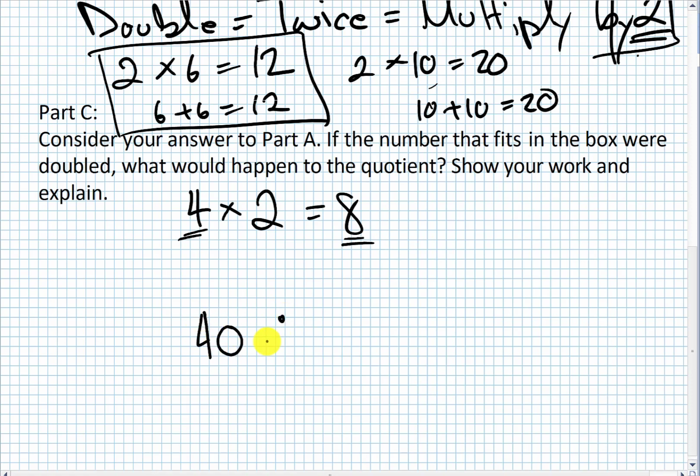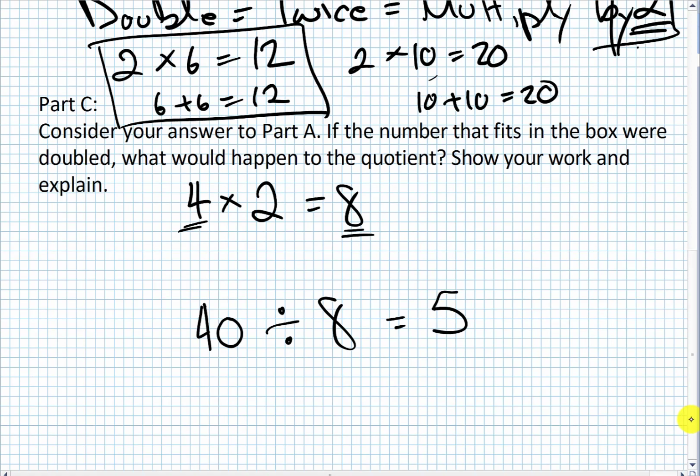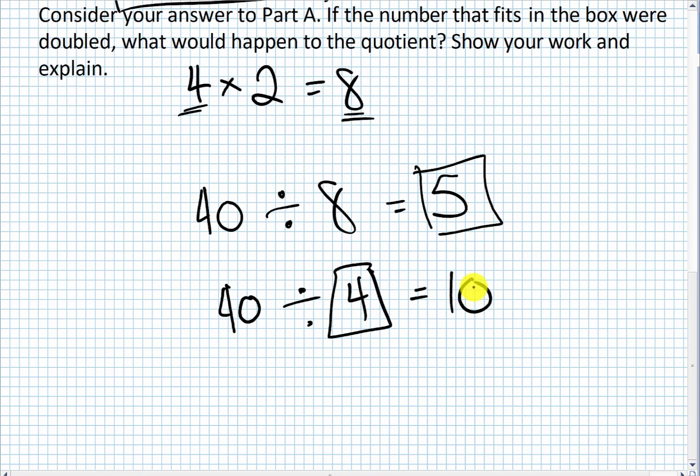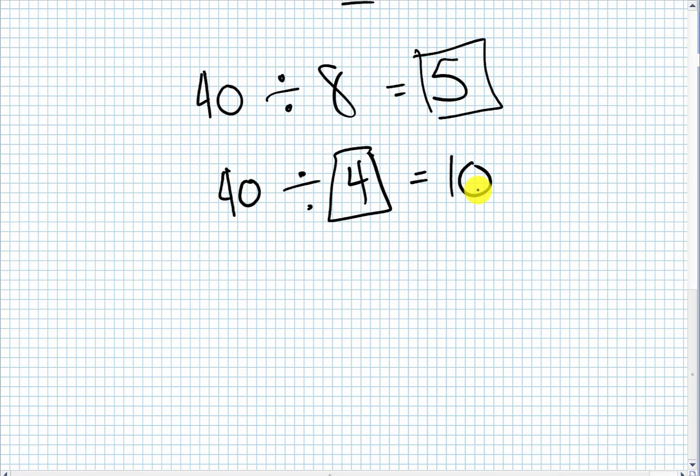So 40 divided by 8 equals 5. And up top, we had 40 divided by 4 equals 10. What do you notice? What I notice is this. When I double this number, my quotient is halved, or my quotient is cut in half. So when this is doubled, this is cut in half. 5 is half of 10. 8 is 2 times 4. So that would be my answer.